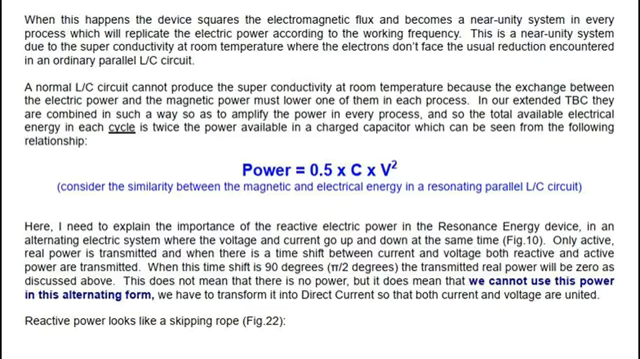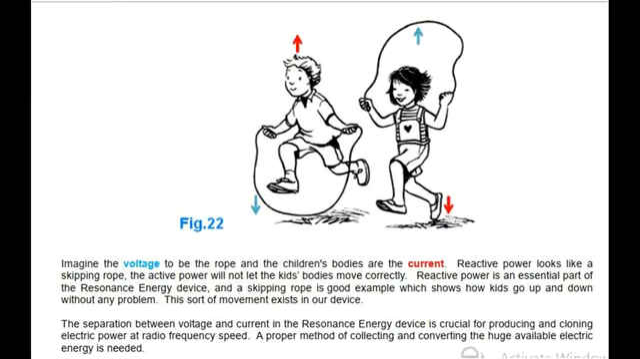Reactive power looks like a skipping rope, Fig 22. Imagine the voltage to be the rope and the children's bodies are the current. Reactive power looks like a skipping rope. The active power will not let the kids' bodies move correctly. Reactive power is an essential part of the resonance energy device, and a skipping rope is a good example which shows how kids go up and down without any problem. This sort of movement exists in our device.